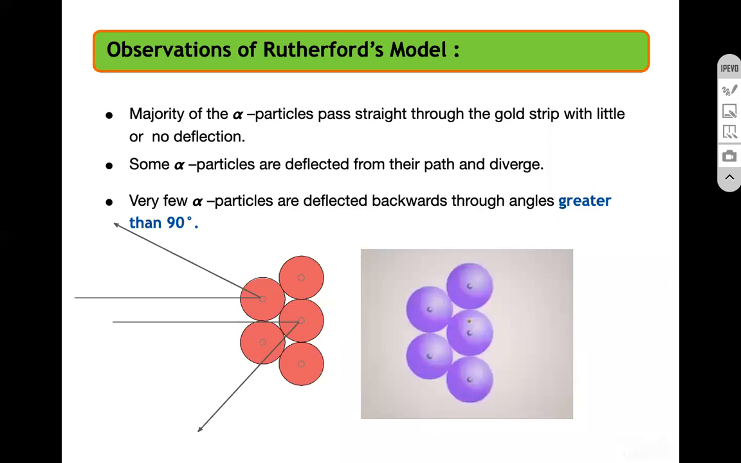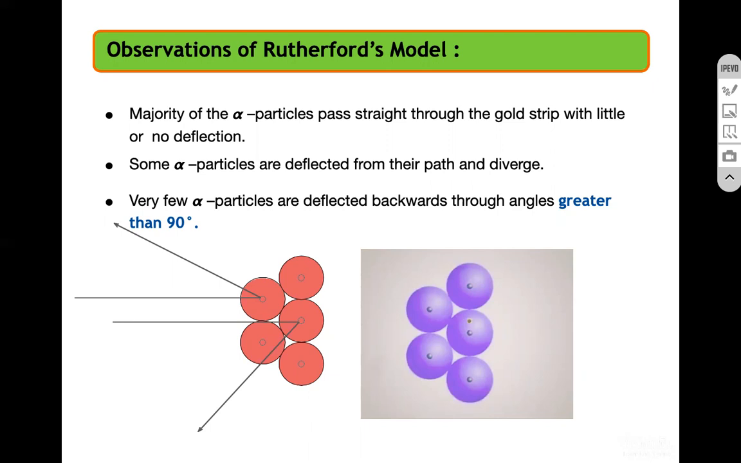Few alpha particles are deflected back through angles greater than 90 degrees. You can see here some alpha particles deflected by greater than 90 degrees. Any doubt? So what he concluded is that most of the rays passed undeflected and few are deflecting by greater than 90 degrees. This means deflection is being caused, and deflection is caused only if there is a positive particle at the center. Because positive rays are getting deflected, definitely there will be a positive particle at the center. Positive can deflect the positive thing, right? So that is why there is a deflection.